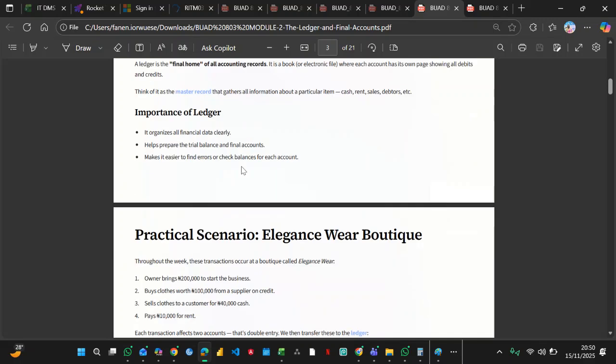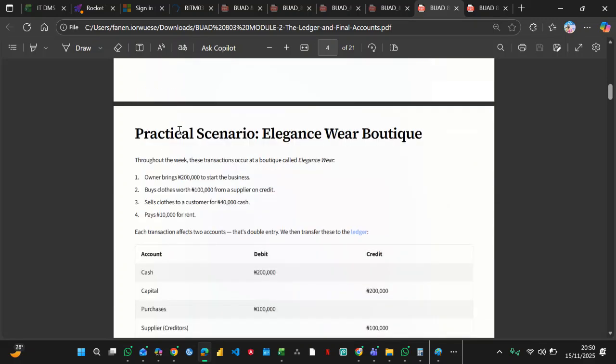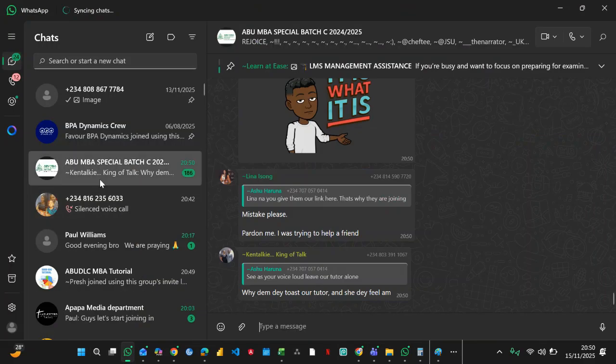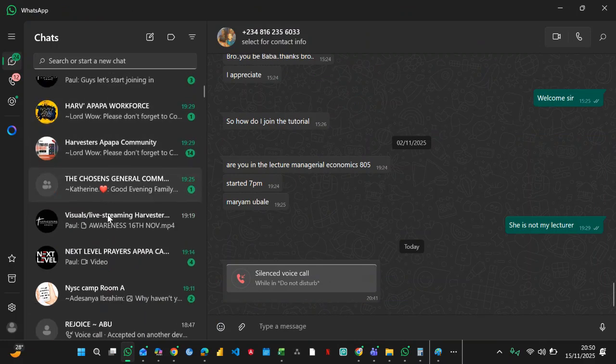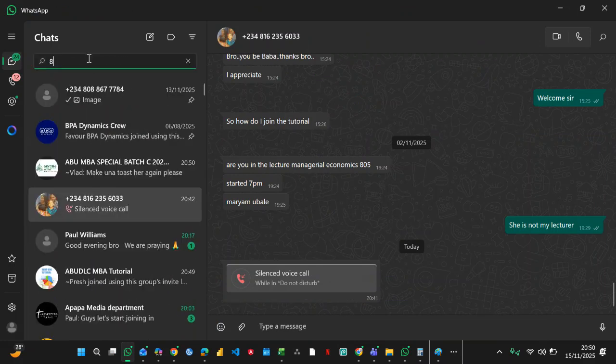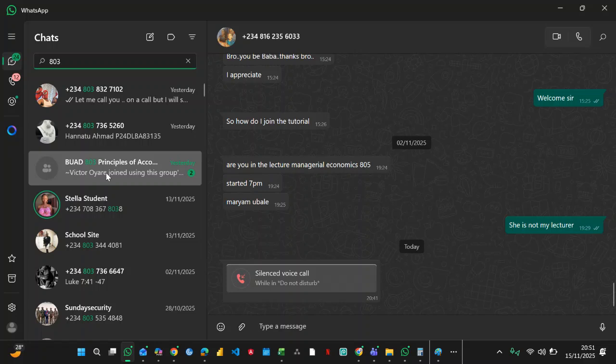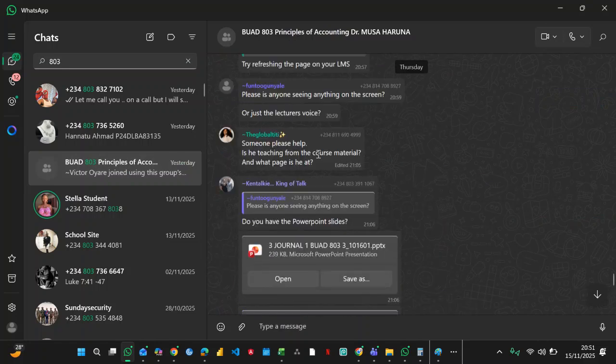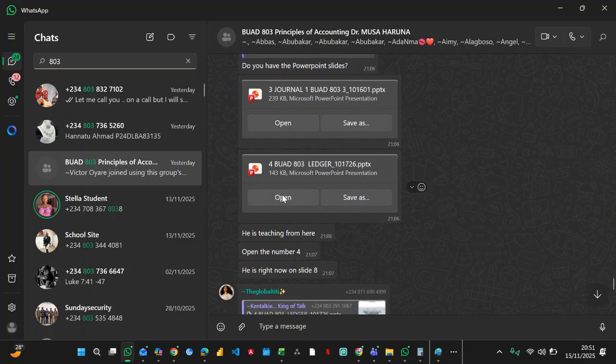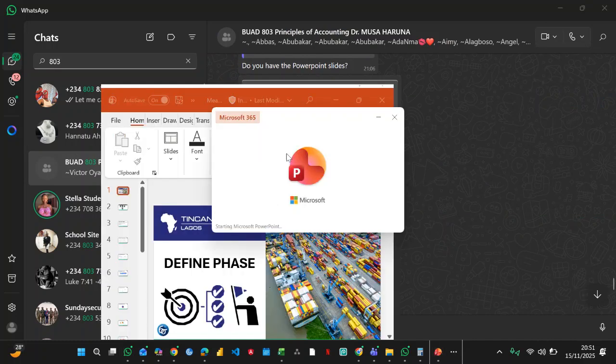Okay. I was talking about the importance of it. We've already seen it in the general notes, and then we're looking at the practical scenario here. I think we all have different lecturers for this course, and I just want to check the note that my lecturer sent on WhatsApp. 803. Is this one? I've not opened that book, but this is it here.